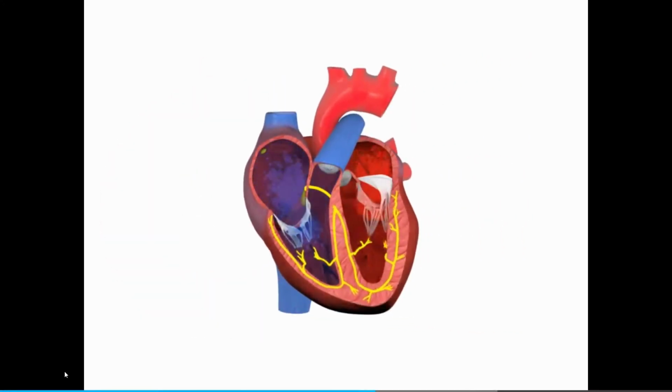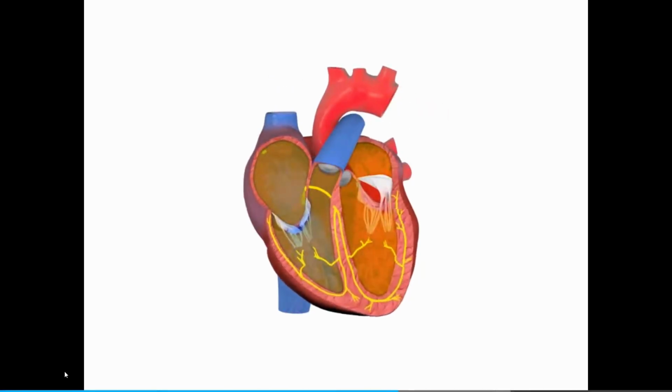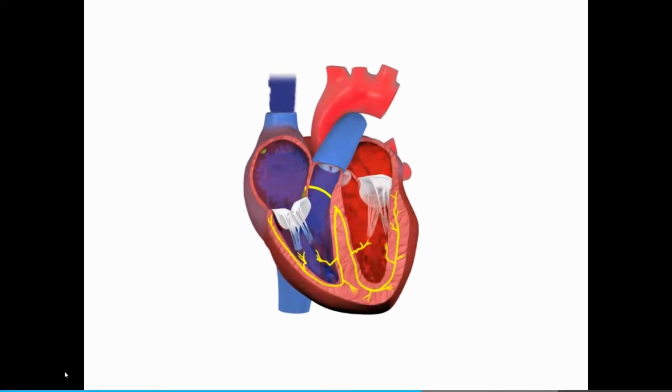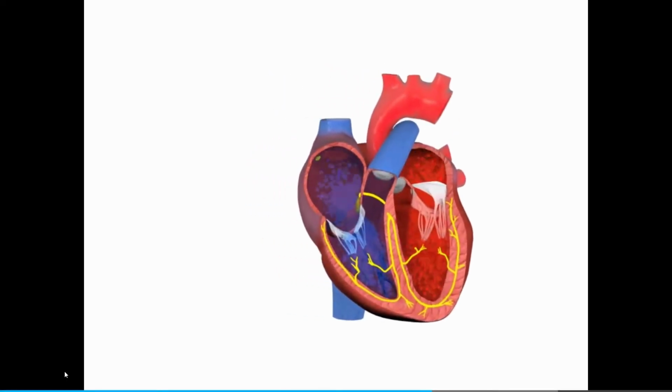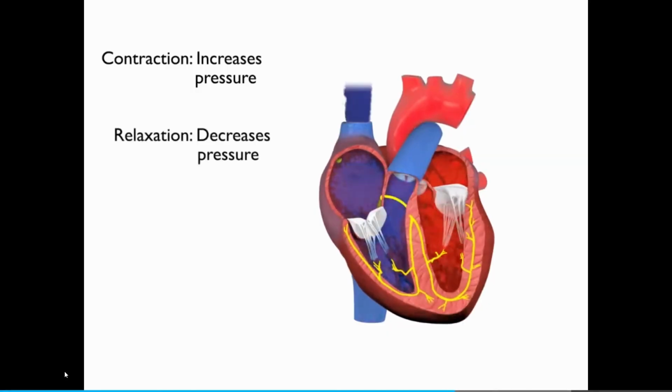Contraction and relaxation of the heart chambers create pressure differences that drive blood through the heart. Blood flows from areas of high pressure to areas of low pressure. Contraction increases the pressure in a chamber, whereas relaxation lowers it.